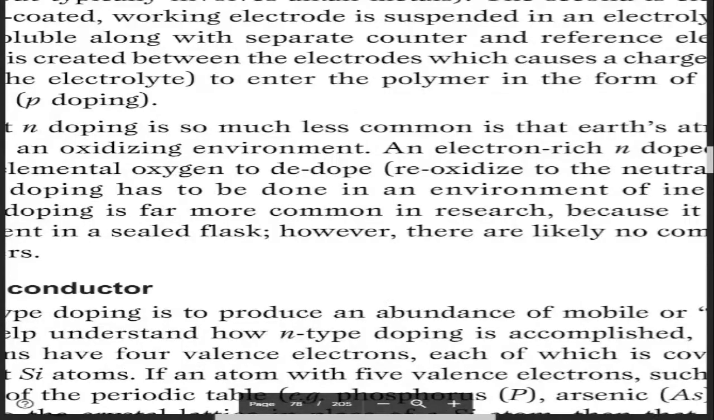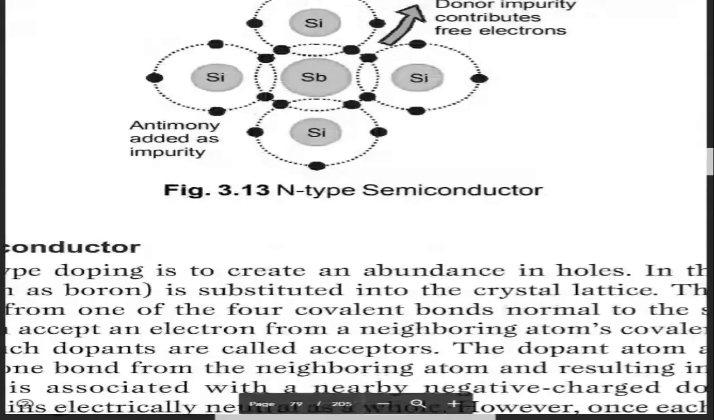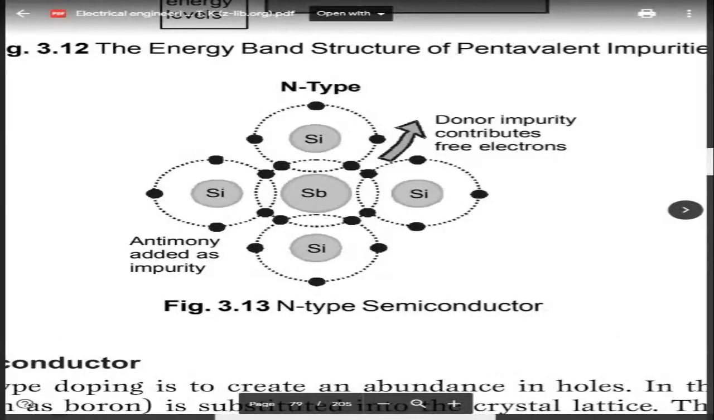Now these 5 electrons make a bond with 4 electrons from the nearby silicon atom, and they become a total of 8, an octet is formed. But one will be the remaining electron which will act as a free electron. So adding a donor impurity will add one extra electron in the overall structure of our semiconductor material. Did you understand up to here?